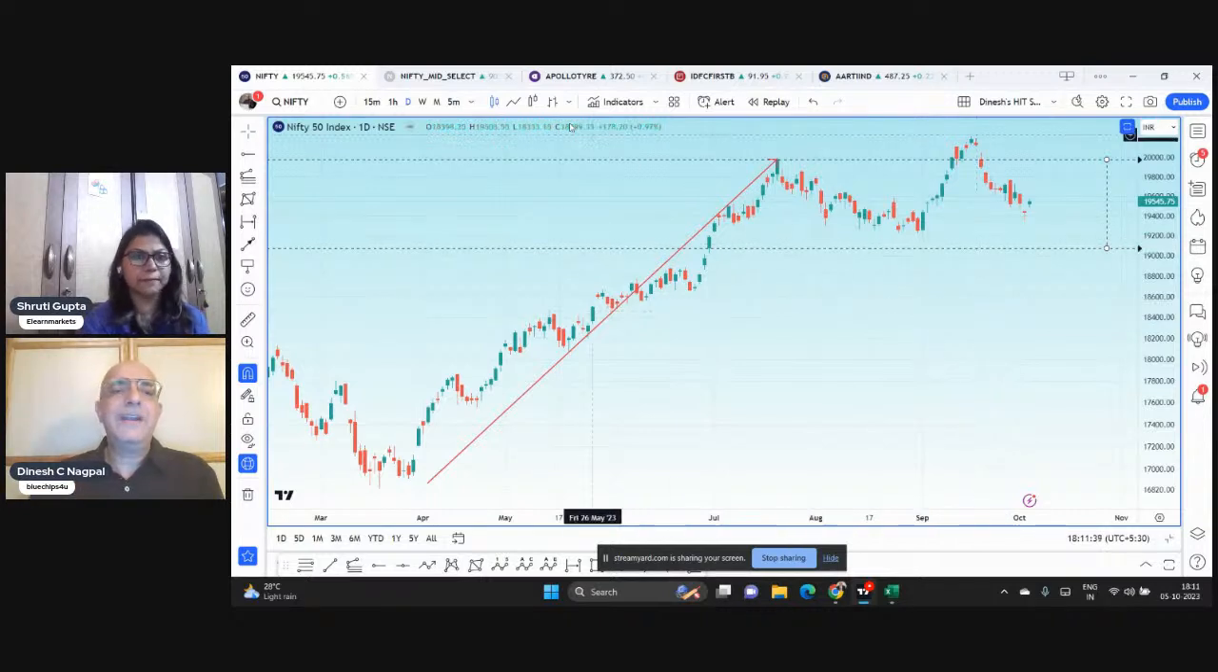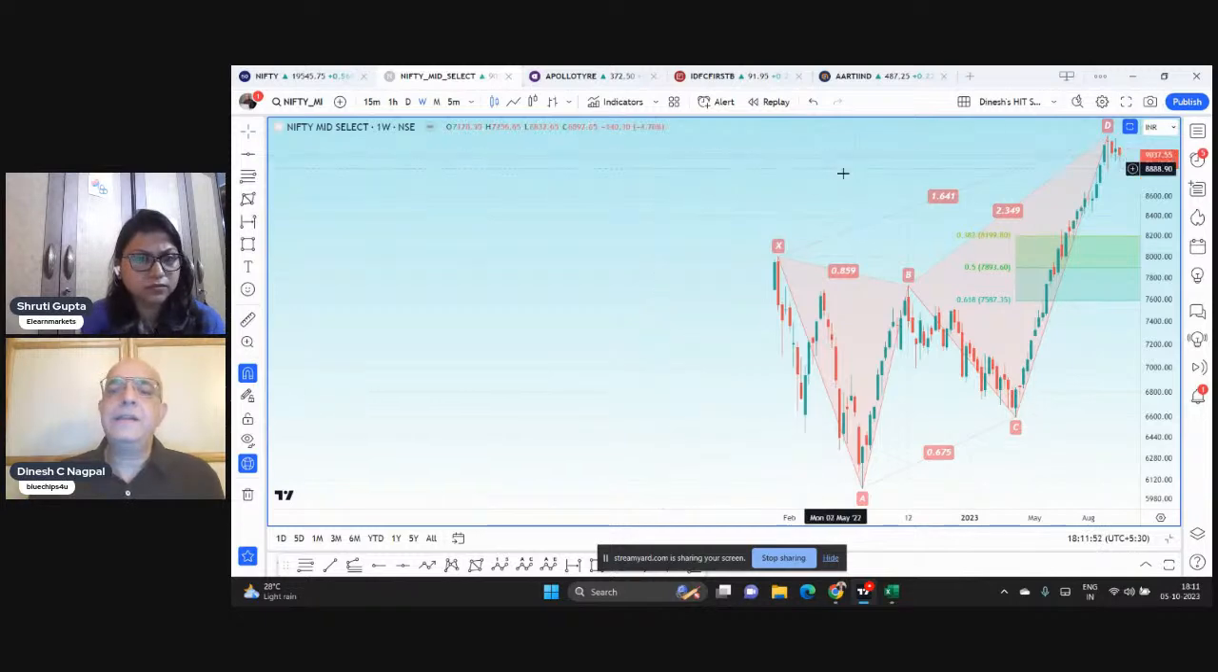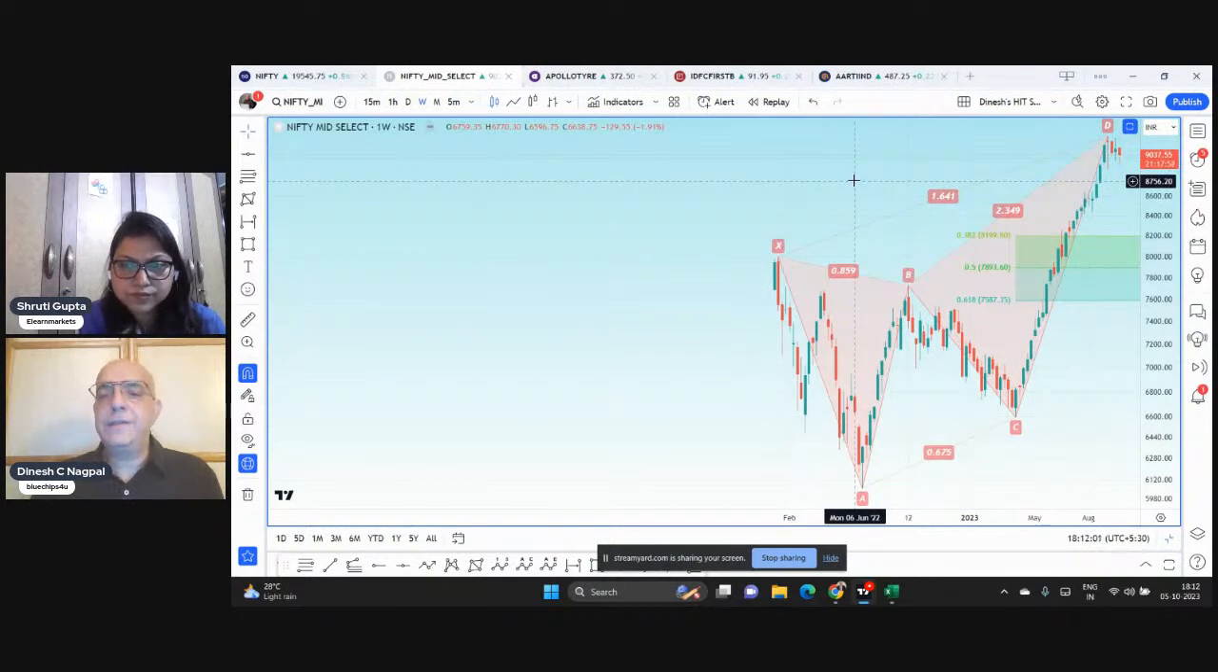For example, I have been speaking about this on social media. I'm not just showing you here just like that. 3 weeks back, I had warned on social media about the Midcap Nifty Select that this is a bearish harmonic pattern in the weekly. Now, at that stage, no indicator based study will give you a sell signal. Some of them might show you signs of tiredness, some will show you more aggression. But harmonics gives us that early warning.